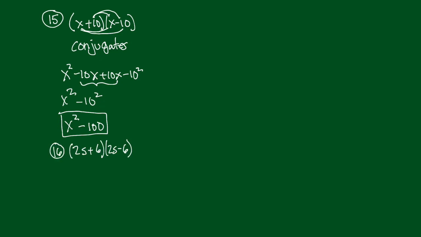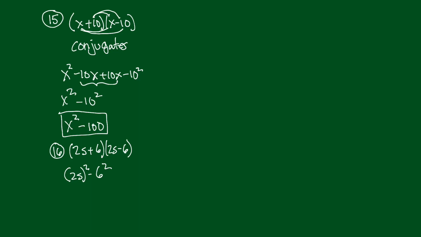Number 16, conjugates again, right? We've got 2x plus 6, 2x minus 6, conjugates. So we've got a shortcut for it. Square the first. I'm going to write this one out so you can see it, instead of in English, I write it in symbols. I'm going to take the first, square it. Put a minus sign, square the second.